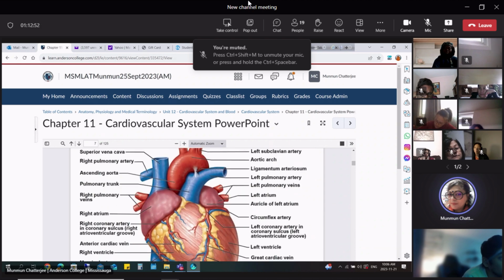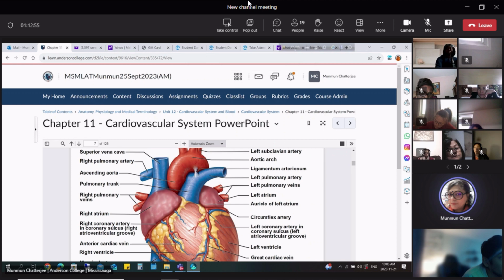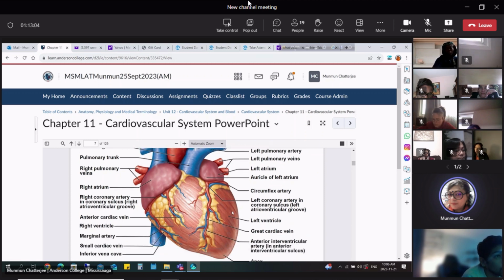So there are lots of parts in the heart itself. So we are going to talk slowly. You don't have to remember all of the names. Before, labeling used to come.